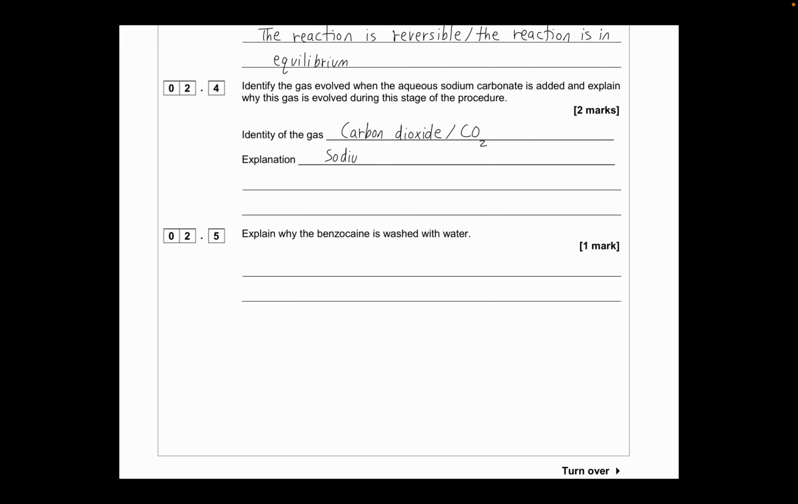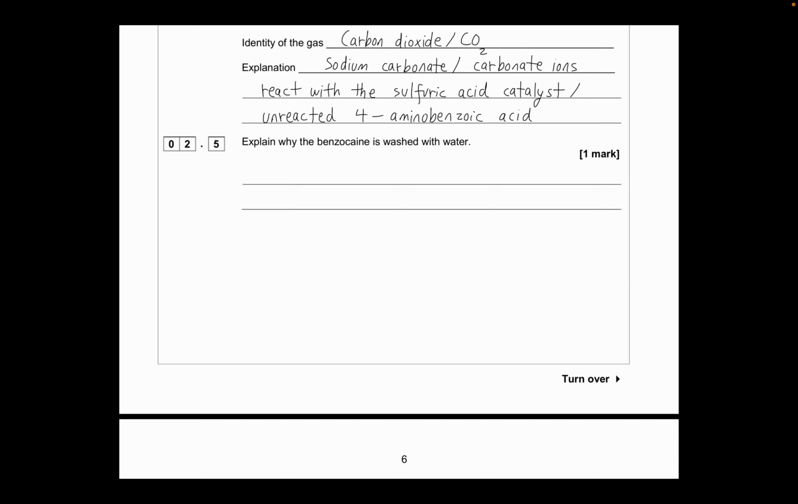And the explanation for that is that the sodium carbonate, or the carbonate ions, react with the sulfuric acid catalyst, or you can mention the unreacted 4-aminobenzoic acid. Okay. Explain why benzocaine is washed with water.